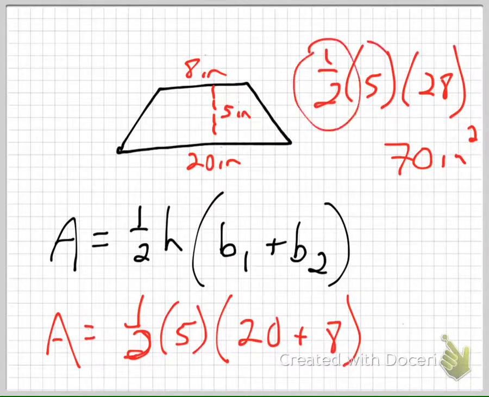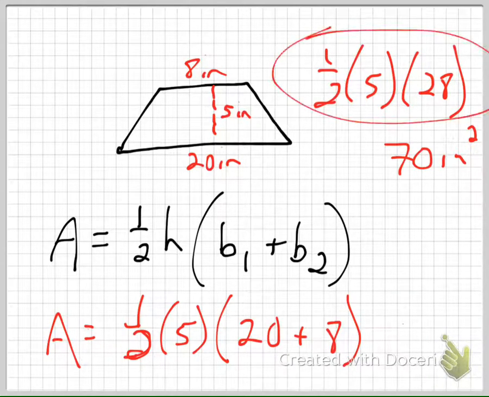Why am I allowed to do that? What's it called? Commutative property. Commutative property of multiplication. Why commutative? What does commute mean? To move. I'm allowed to move them around. Why am I allowed to move them around? Because this is all multiplication. It's one big string of multiplication.